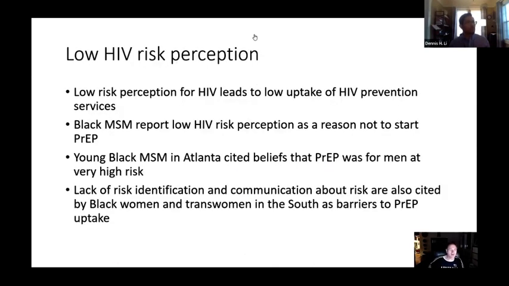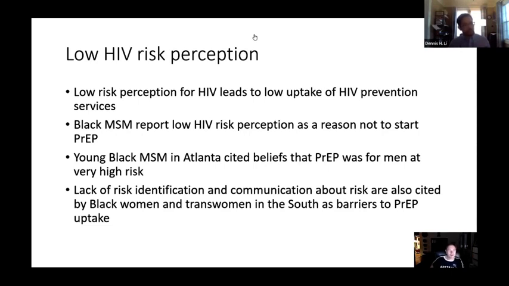And finally, low risk perception. We know that low risk perception for HIV leads to low uptake of multiple HIV prevention services, including HIV testing and PrEP. But in both quantitative and qualitative data, Black gay men have reported low HIV risk perception as a reason not to start PrEP.